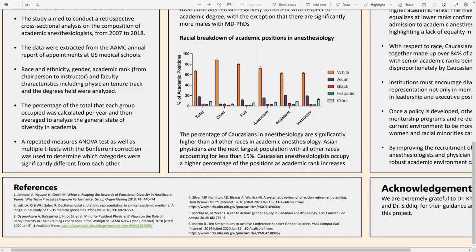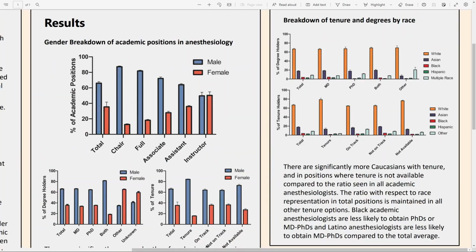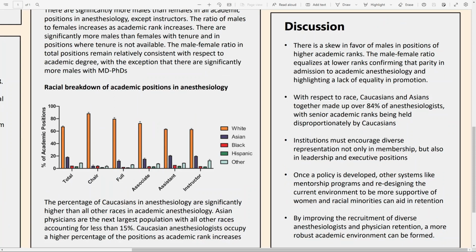A similar trend can be seen with tenure, with Caucasian anesthesiologists having significantly more tenure than their total percentage of the population, while Asian, Black, and Hispanic anesthesiologists do suffer in this regard. With regards to academic degrees, Black and Hispanic anesthesiologists were less likely to obtain PhDs or MD PhDs going forward, and this is something that should be noted. So here the data shows a significant skew towards both male and Caucasian anesthesiologists in academic anesthesiology.